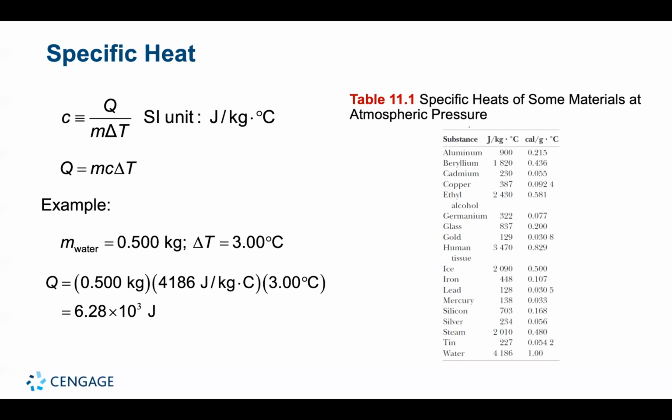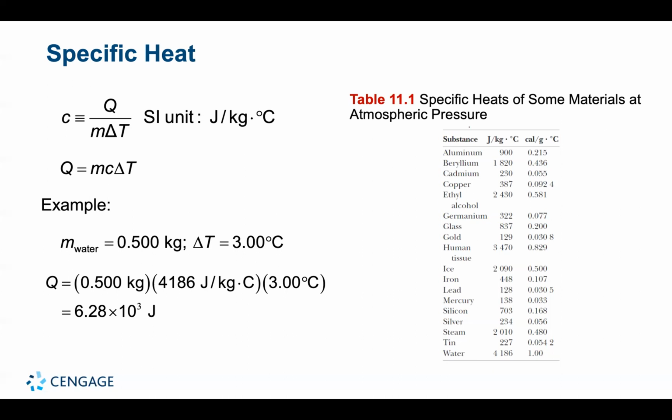So if a quantity of energy Q is transferred to a substance of mass m, changing its temperature by delta T, the specific heat c of the substance is defined by the equation given here. The table lists specific heats for several substances. As you can see, the specific heat of water is 4,186 joules per kilogram degree C.